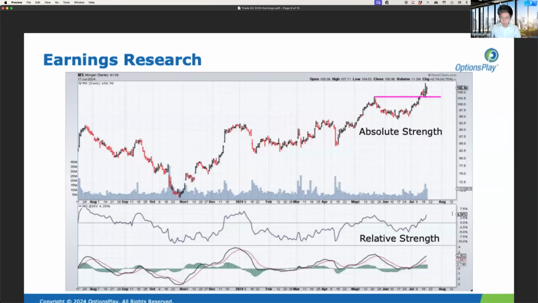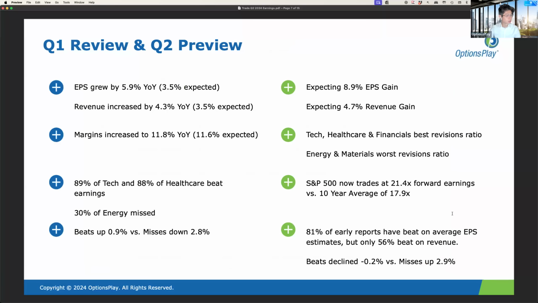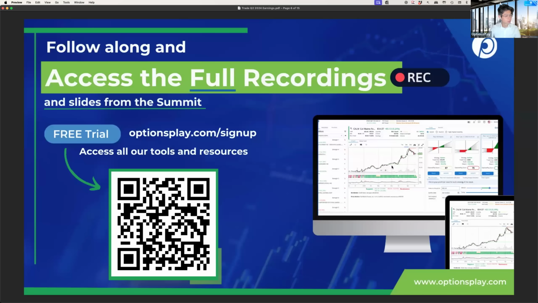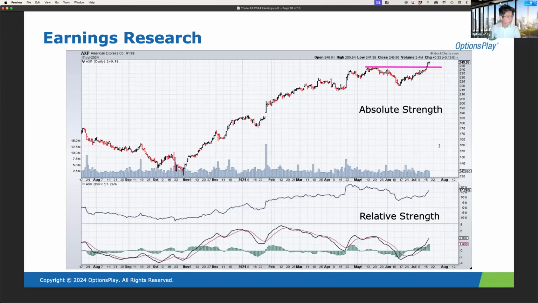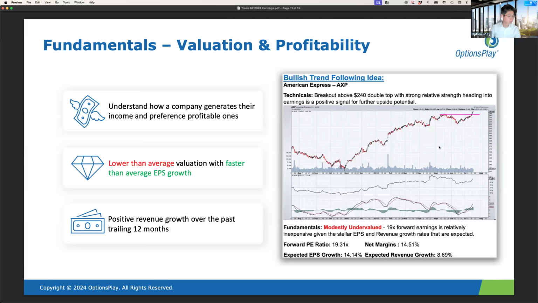Now, remember what we looked at here before. What was the earnings season expectation going into this particular year over year? It was 8.9%. So the average S&P 500 stock is expecting to grow earnings by about 9%, and revenues by a little under 5%. In this particular case, American Express was expected to grow about 14% in terms of EPS, and revenue was, I forget what the number was, 8.6%, right?